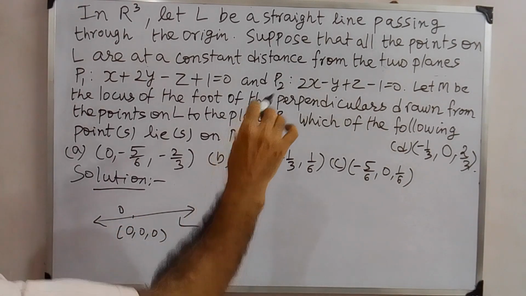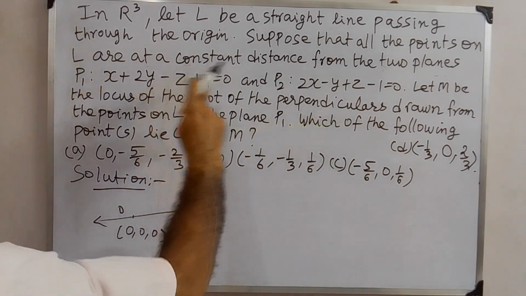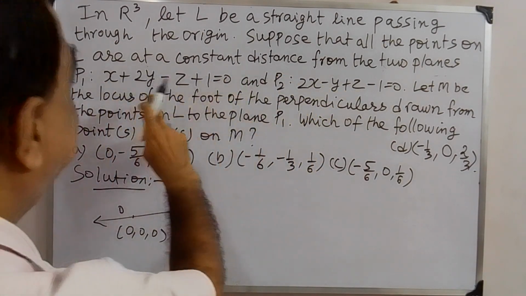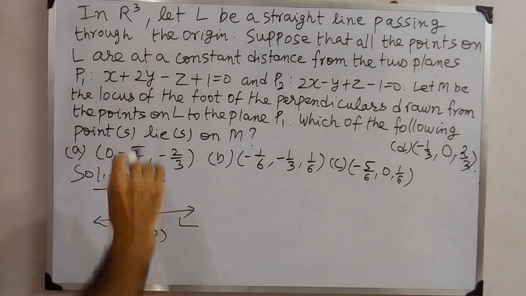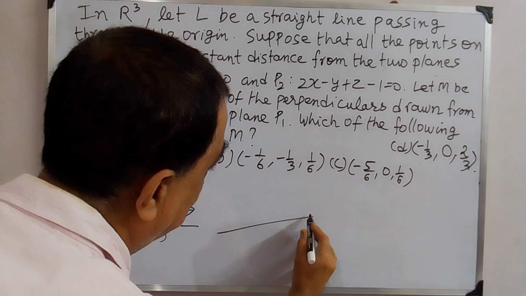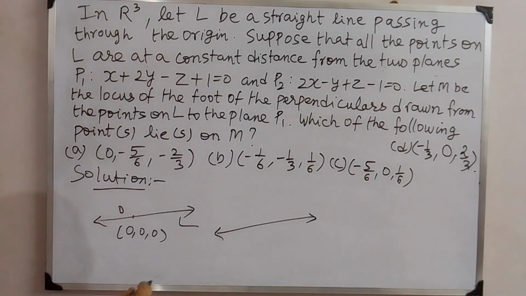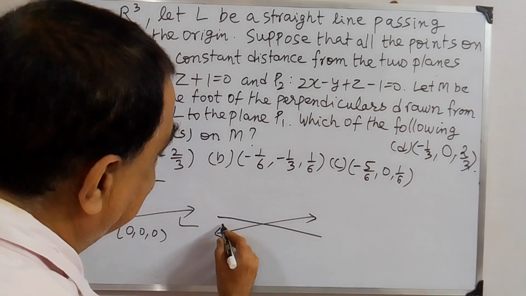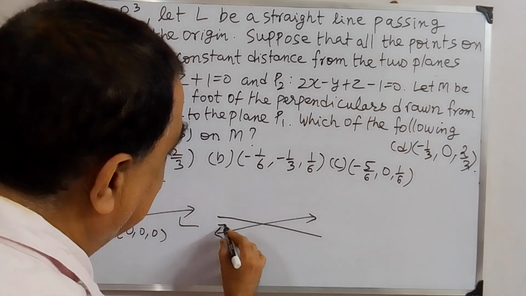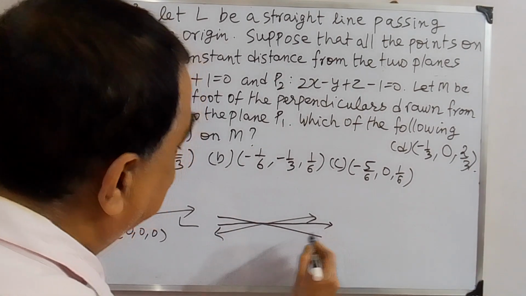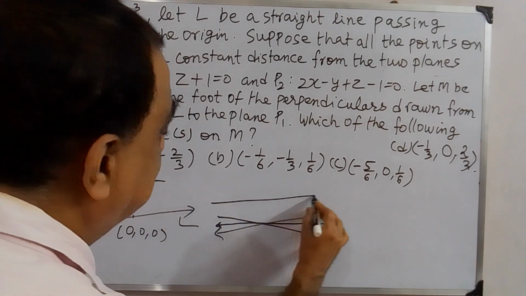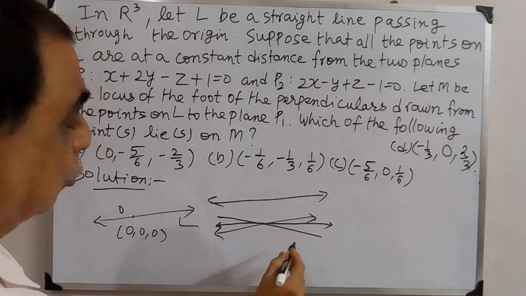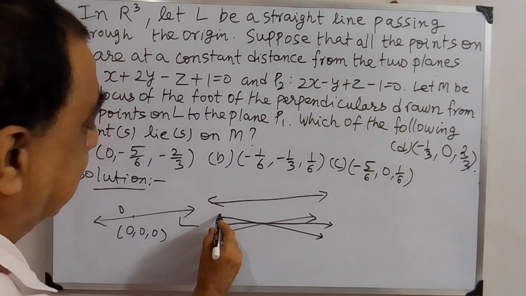And this line, all the points on the line L are at a constant distance from the planes P1 and P2 whose equations are given. So the line L is at a constant distance. Constant distance means what? This line L has to be parallel to the line passing through the intersection of P1 and P2.